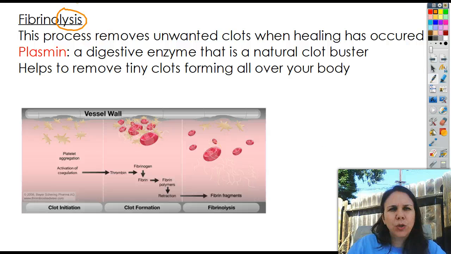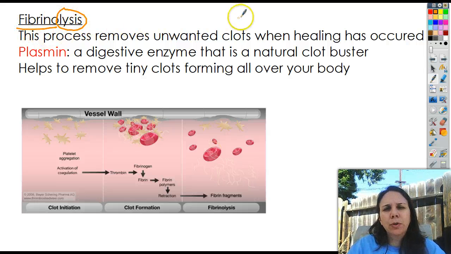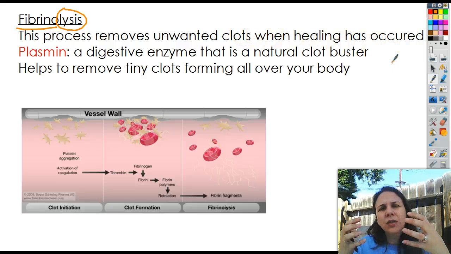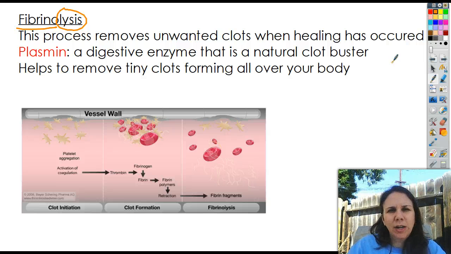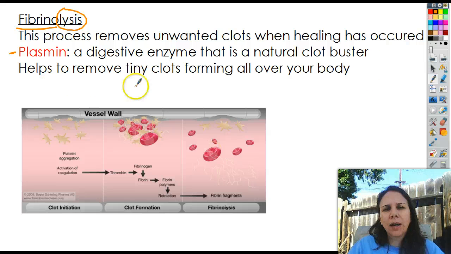And then we get fibrinolysis. Lysis, to break, to split. To split what? The fibrin. So this process removes unwanted clots when healing has occurred. So now I'm good. The smooth muscle has healed. My vessel is good to go. I don't want my clot hanging around anymore. So what am I going to do? Well, next thing, plasmin is going to come in. It's an enzyme. It's a natural clot buster. And what it's going to do is help to break up the clot.